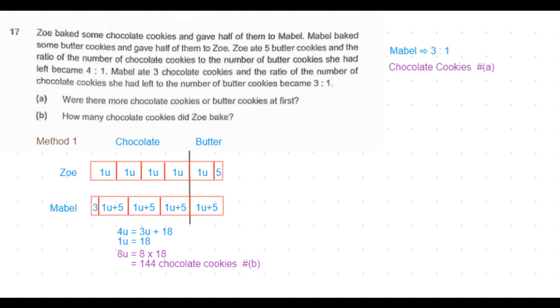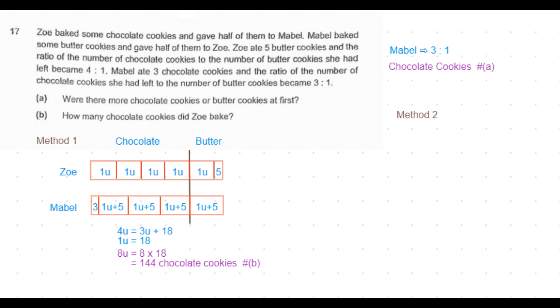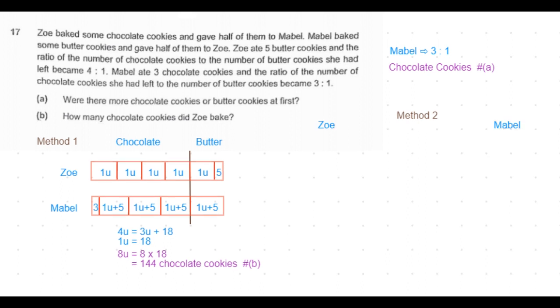If you can draw the model, this problem is a very easy one and gives a straightforward answer. If you have trouble visualizing the model, let's do the same problem in a different method. Let's chart down Zoe and Mabel.